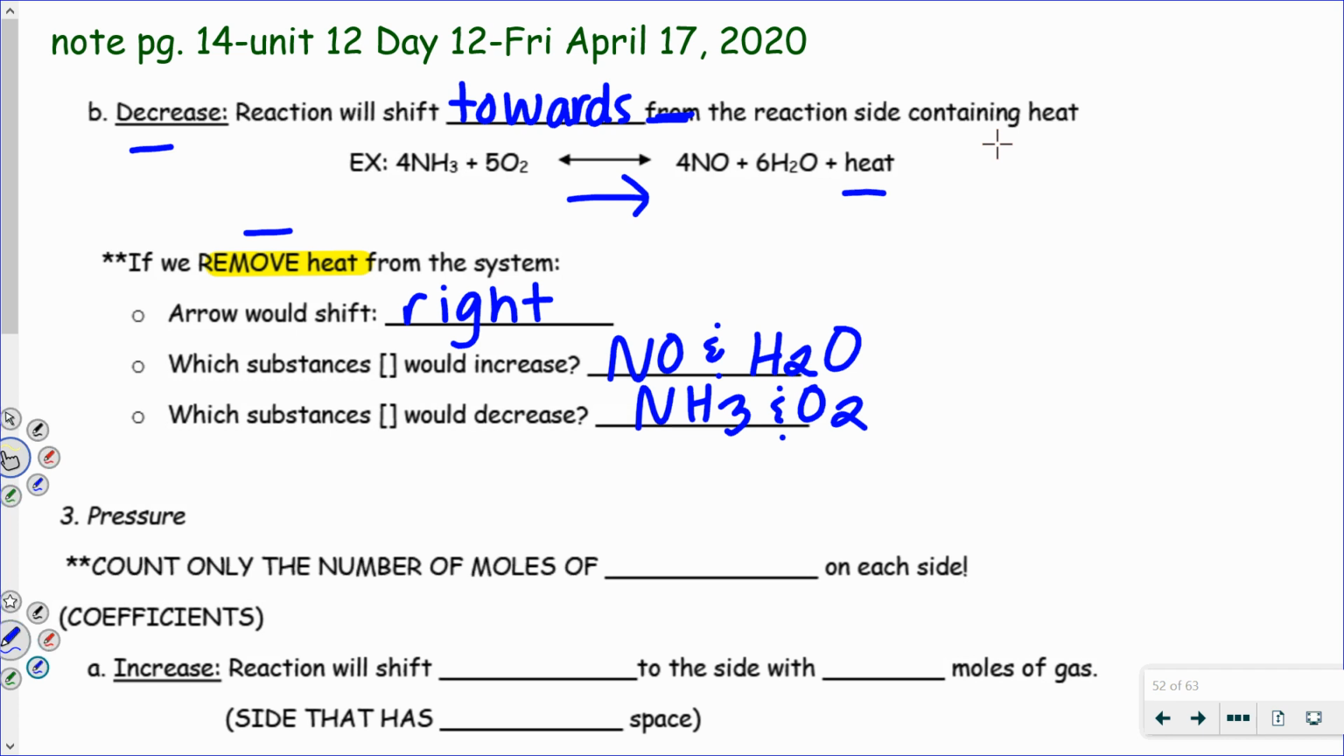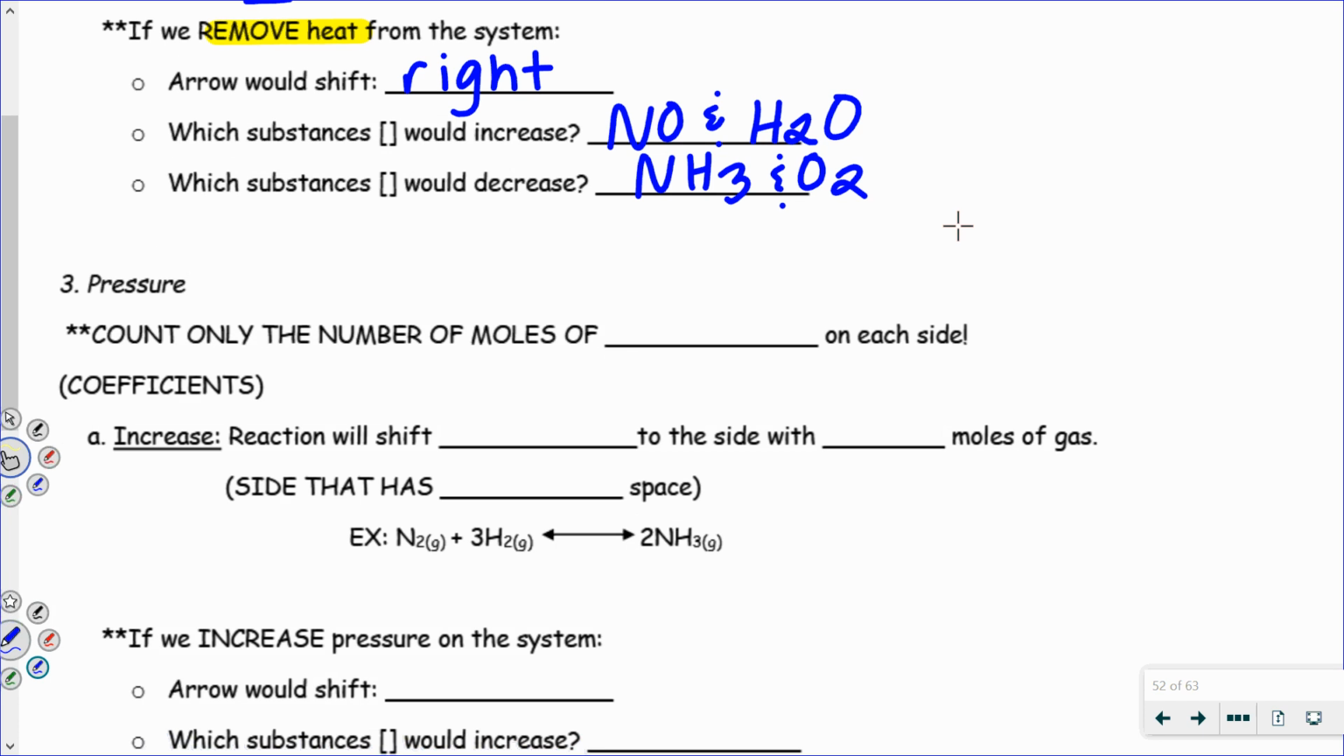The last one we're going to do today is pressure. Now, the rules for the pressure stress are not the same as concentration and temperature. You can't use add away and take towards anymore. Pressure is only going to affect systems that have gases. So we're going to be looking at the number of moles of gas on each side of the reaction. You kind of have to put add away, take towards out of your mind right now. Remember, coefficients tell you the number of moles. That's going to be helpful.